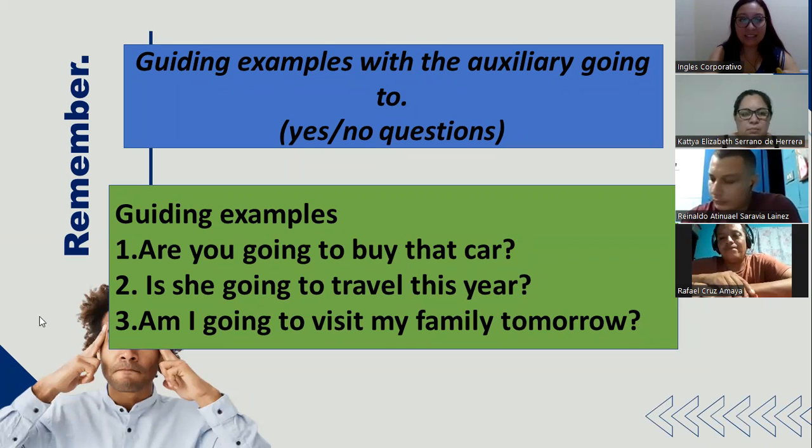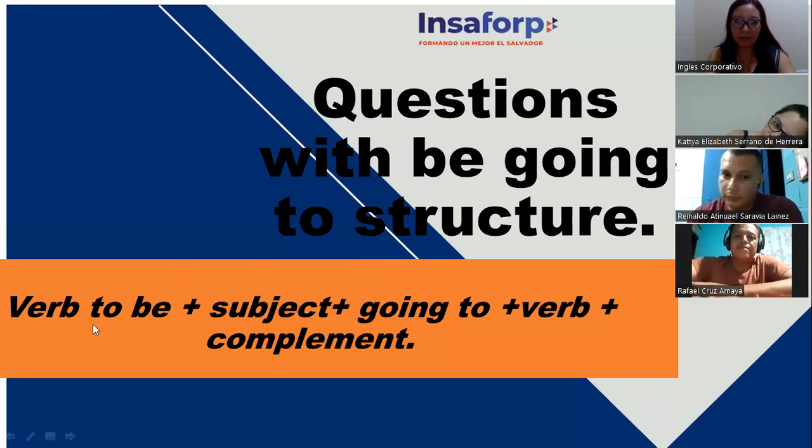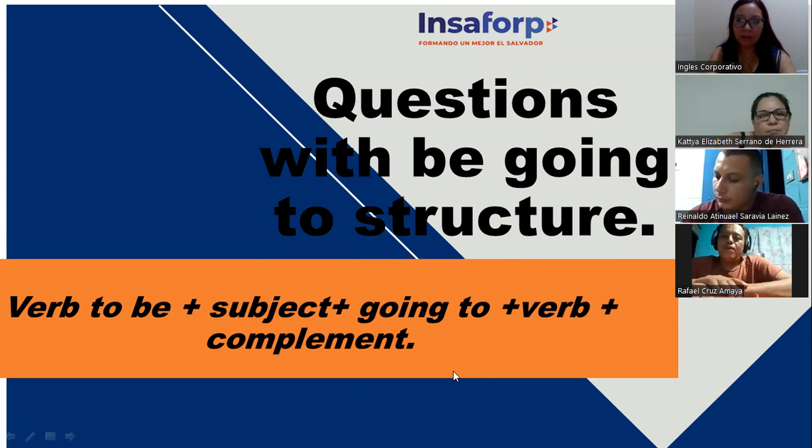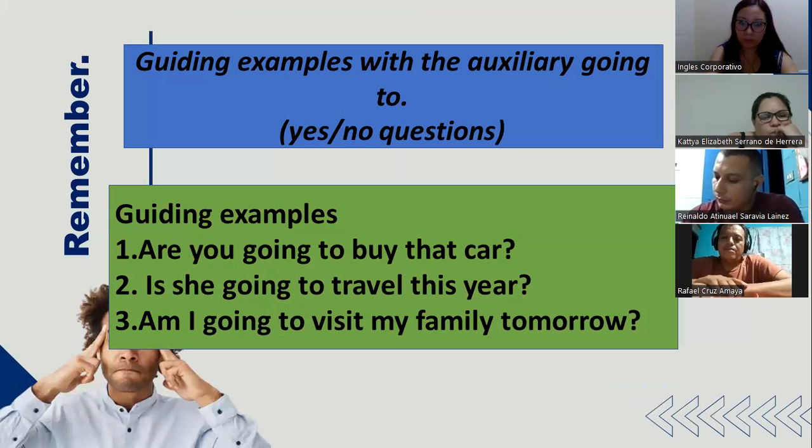Yes. Y estas preguntas que ustedes ven acá como ejemplo guías son la estructura que acabamos de ver en la imagen anterior. ¿Ok? Esta de acá. Verbo to be, sujeto, going to, plus verb and complement. Ya puesto en oraciones o en preguntas, se ve de esta manera. Verbo to be, are. De acuerdo al sujeto, obviamente. You, sujeto. Y la misma estructura. Auxiliar going to, más un verbo en su forma base y complemento.